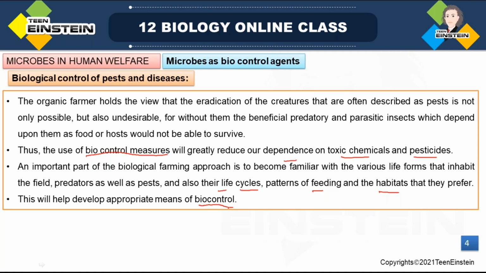So the use of this biocontrol method will reduce the dependence on toxic chemicals and pesticides. If we have a complete idea about the crop, we will never use toxic chemicals. That is a very important part of biological farming. For that, we should be familiar with various life forms, that means different diseases and the organisms causing them, then predators, pests and their life cycle, patterns of feeding, and which kind of habitat they prefer. That helps to develop biocontrol methods.